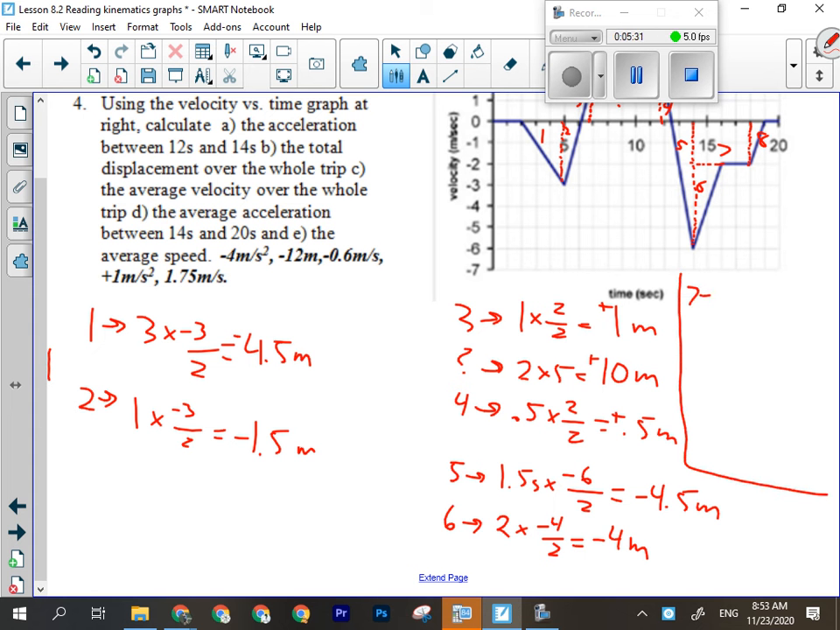Okay, so area number 7, we're looking at a rectangle, so 1, 2, 3, 4 on the base, times its height, which is -2. So we got -8 meters there. And then our last one is that little tiny triangle that is 1 second on the base and -2 high. So we're looking at -1 meter there. All right, so those are all the little areas.